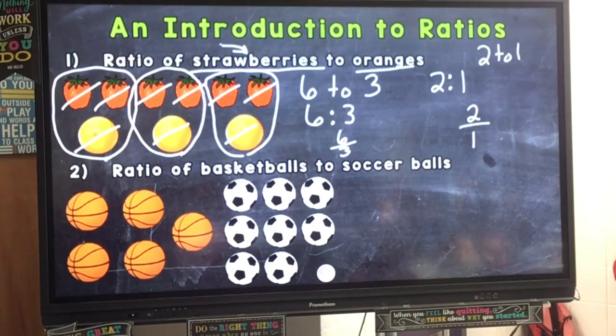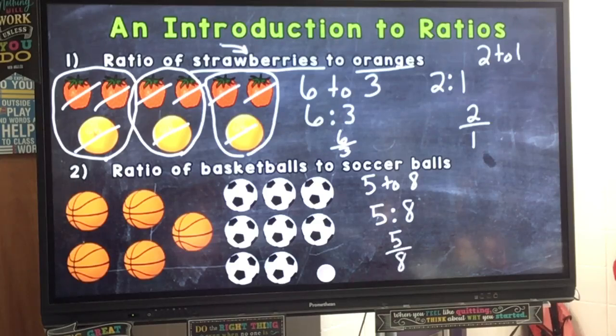So let's take a look at number 2. Ratio of basketballs to soccer balls. Well, there are 5 basketballs and there are 8 soccer balls. So we could put 5 to 8. We could use a colon, and that represents 5 to 8. Or we could use a fraction, 5 to 8.